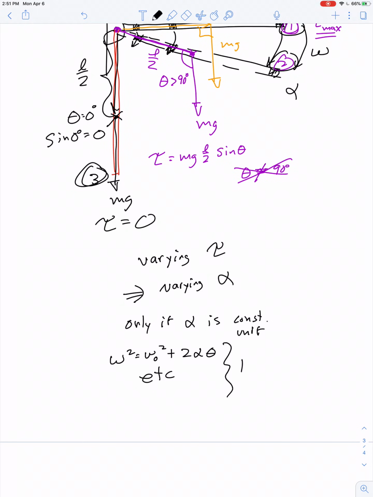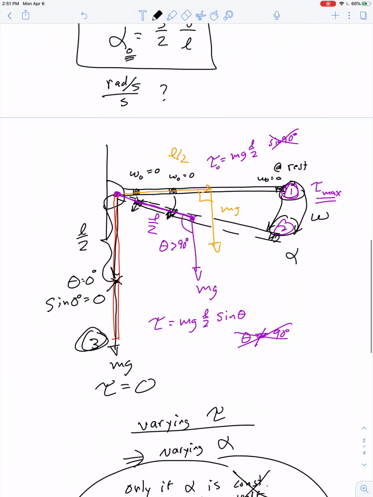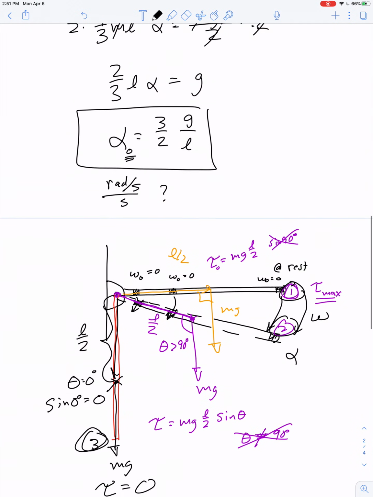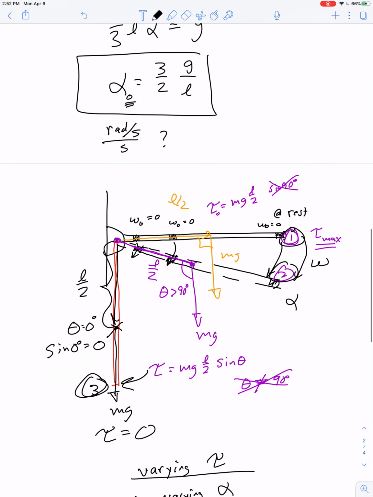In other words, rotational kinematics equations. But see, this is a case where our alpha is not constant because the torque varies. And so we cannot apply kinematics equations to the problem of the falling beam. But that's okay. We didn't set out to figure out the final velocity of the beam when it reaches the bottom. We were just asked, what's the angular acceleration of the beam?